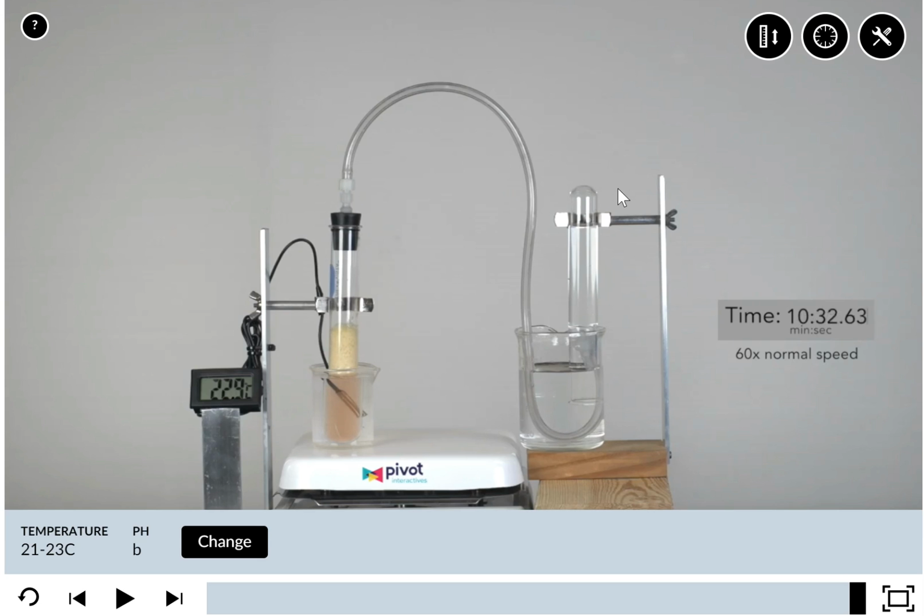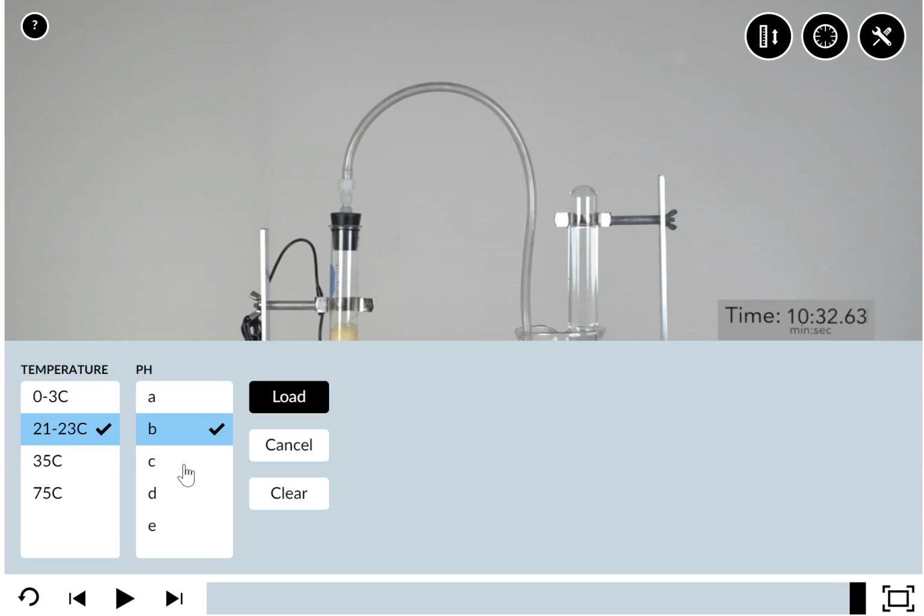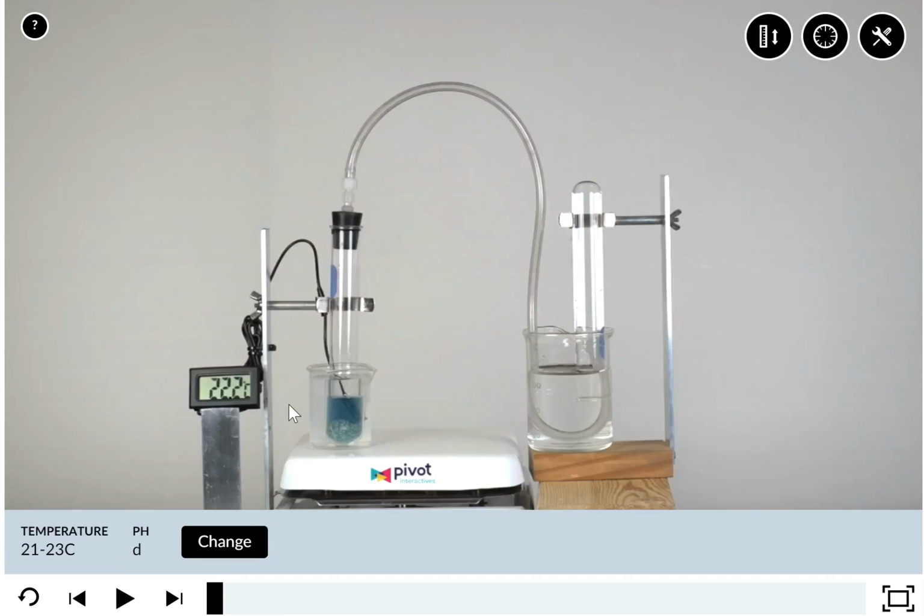Now, if your group is doing pH and not temperature, you would manipulate one of the pHs. We'll change this to, I don't know, D, pH D, and load it in. Now, you should remember from our introduction to enzyme activity last week that the pH is on a scale, and it goes from 0 to 14. So in order to determine what the pH of this reaction is, it's a number, right?